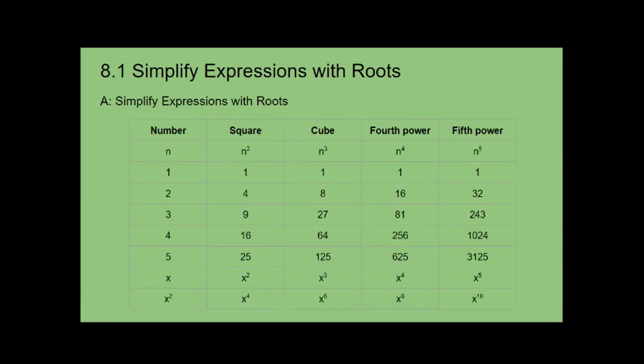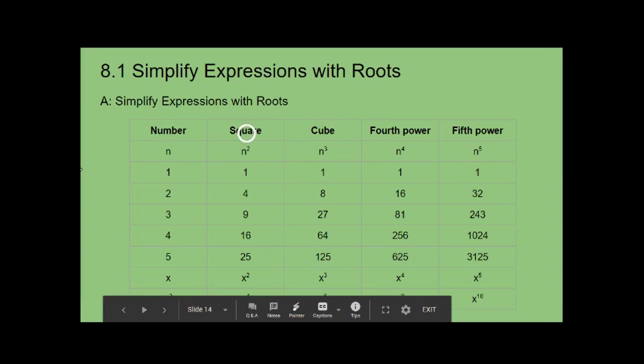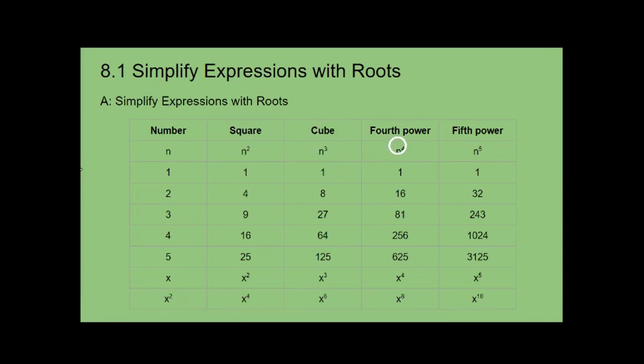So here we have a chart with the first few powers of some numbers and some variables. These are the numbers, and we have the square, the cube, the 4th power, and the 5th power. And so we have the generic n squared, n cubed, n to the 4th power, n to the 5th power. And then we get into plugging some numbers in there. If we replace n with 1, 1 squared is equal to 1, because 1 times 1 is 1. 1 cubed is 1. 1 to the 4th power is 1, right? Anytime you multiply 1 times 1, it doesn't matter how many times you do it, you're always going to get 1.